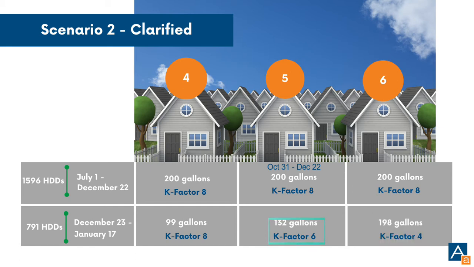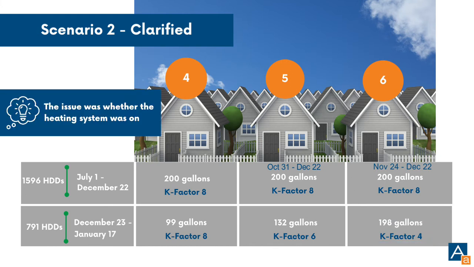The last home, Home 6, put on their heat around Thanksgiving time, November 24th, and has a true K of 4, resulting in a 200-gallon delivery on December 22nd and a great January 17th delivery of 198 gallons. The issue was not the K. The issue was whether or not the heating system was on.